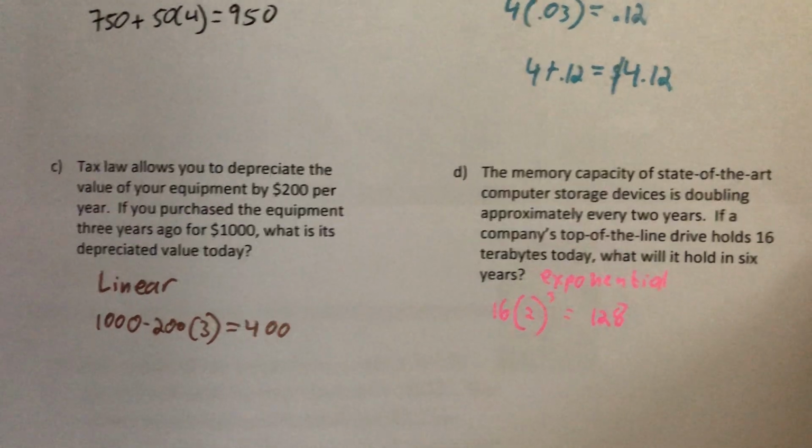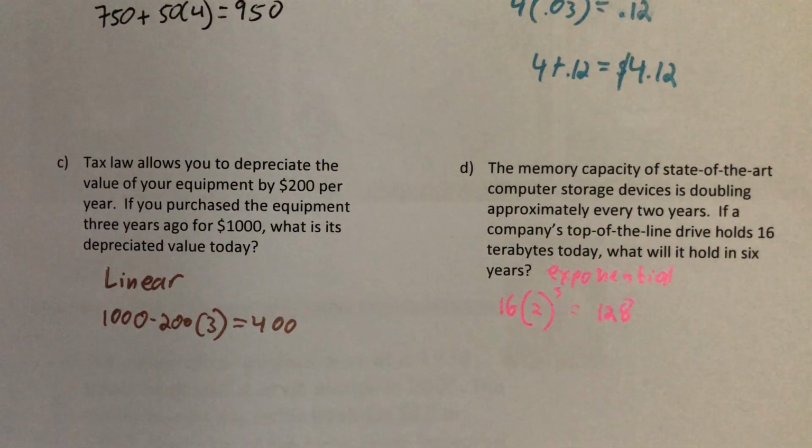All right. C, we got tax laws. We're depreciating our equipment $200 per year. So it's the same amount every year. It's going to make it linear. Started with $1,000. It's been 3 years. So 1,000 minus 200, because we are losing that money, times 3 means your value is $400 today. All right, memory capability is doubling every 2 years.